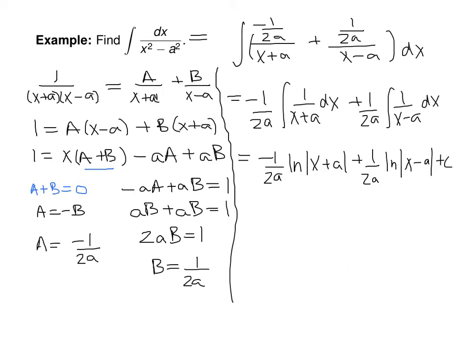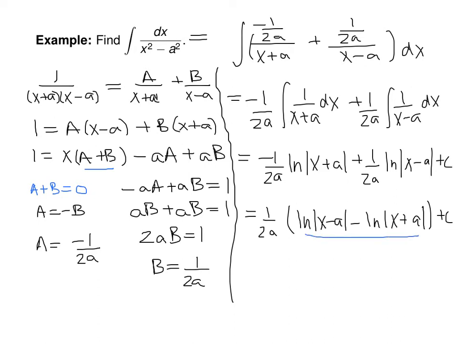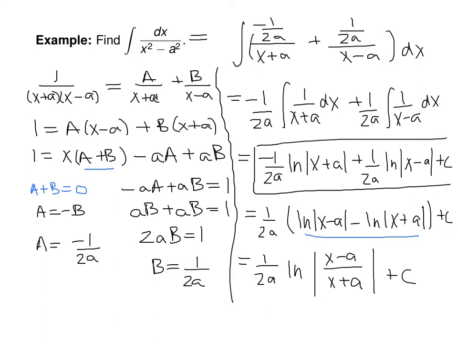Now, just so you're aware that you can simplify this, I can factor out that 1 over 2a and write this as ln absolute value x minus a minus ln absolute value x plus a plus c. And properties of logs say that this expression can be condensed into a single logarithm, and that's ln of x minus a divided by x plus a plus c. So really, both of those answers are totally fine. It's just good to be aware that if you're checking your answers against the back of the book or something like that, this might happen.